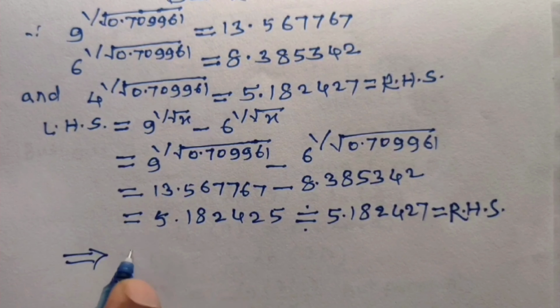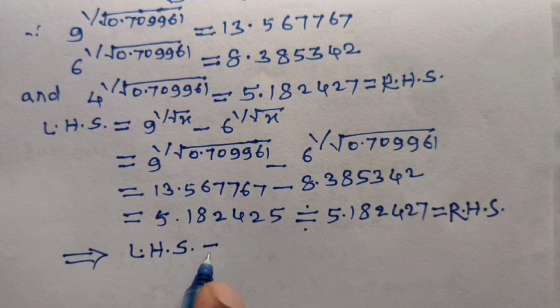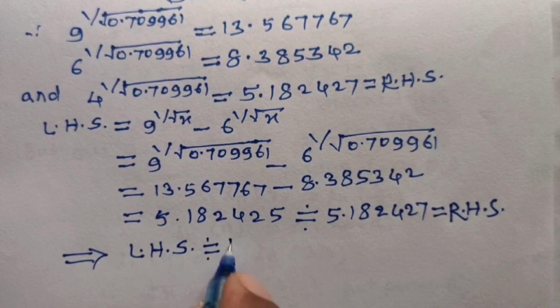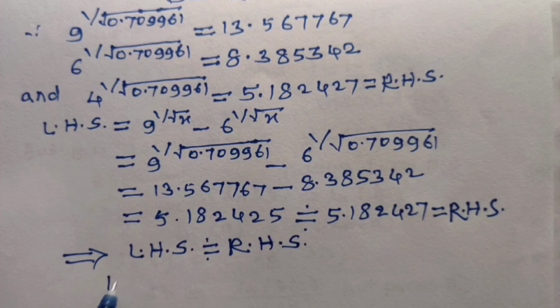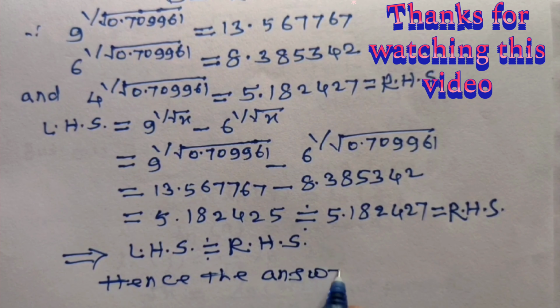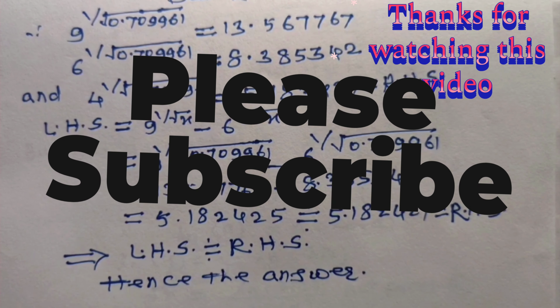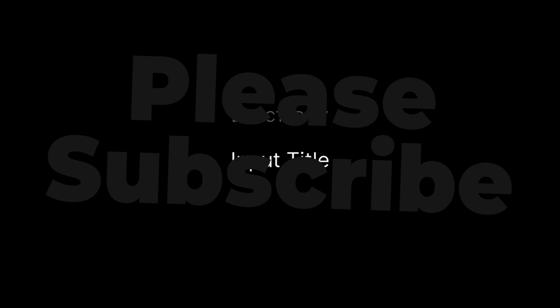Hence we can say the left hand side of the given equation is approximately equal to the right hand side of the given equation if we substitute the value of x equal to 0.709961, and hence this is the answer, means x is equal to 0.709961 is the answer. Thank you all, thank you for watching this video.